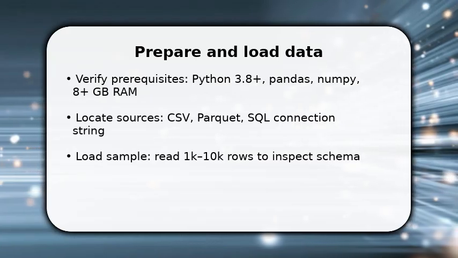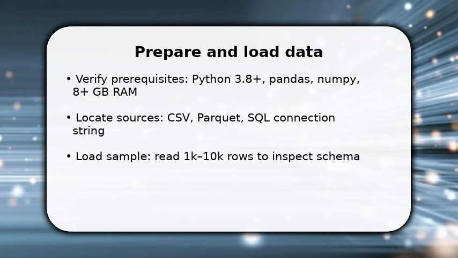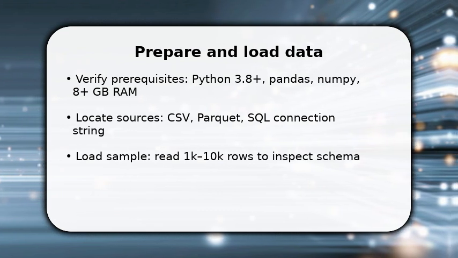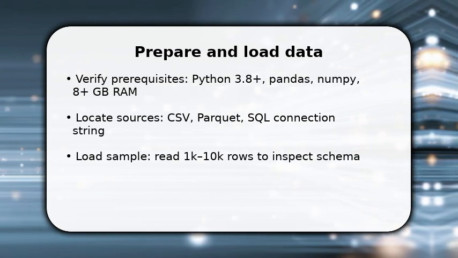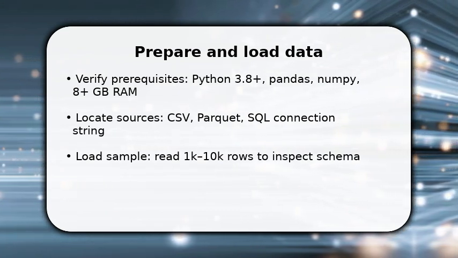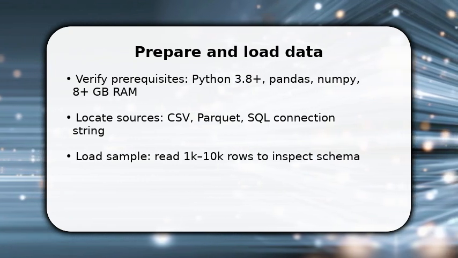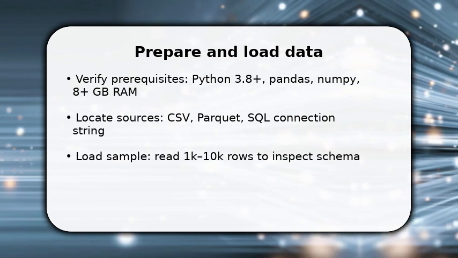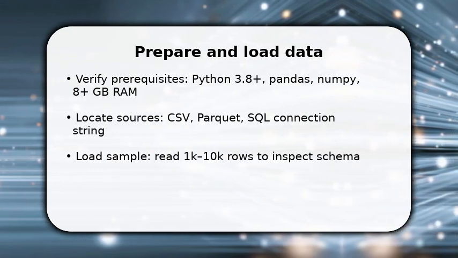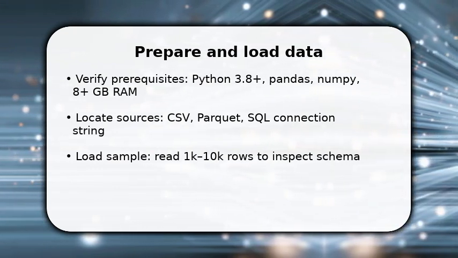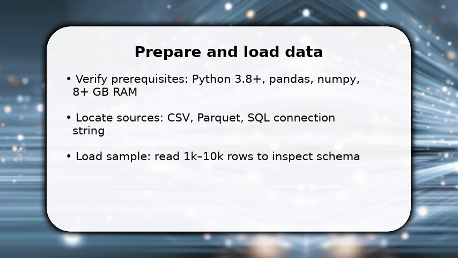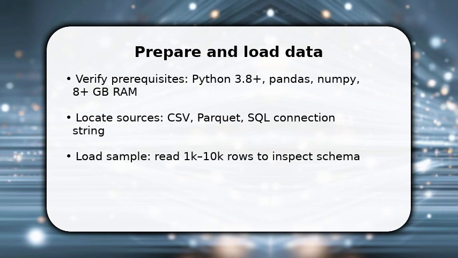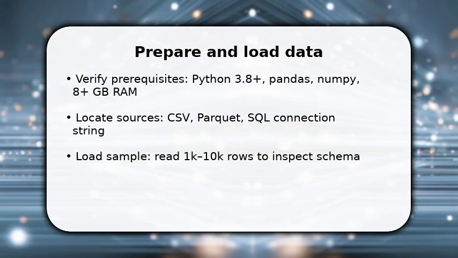You begin by confirming the essentials and then load a small sample so you can act fast. First, make sure Python, pandas, and ample memory are available. This prevents mid-process crashes. Once done, open the dataset source and read a modest number of rows, 1K to 10K, to inspect column types, missing values, and obvious encoding issues. Doing this lets you detect schema mismatches and plan column casts or parsing rules before transforming large volumes, saving time and compute.